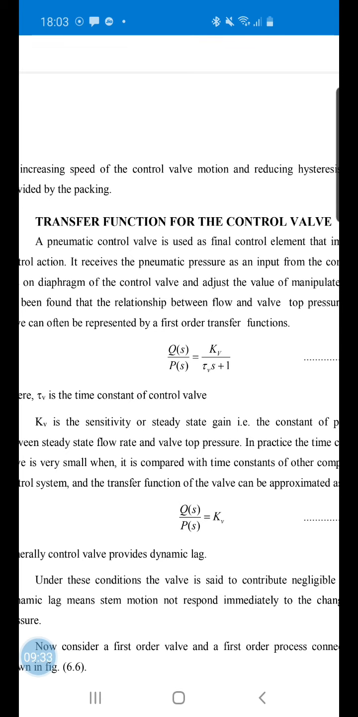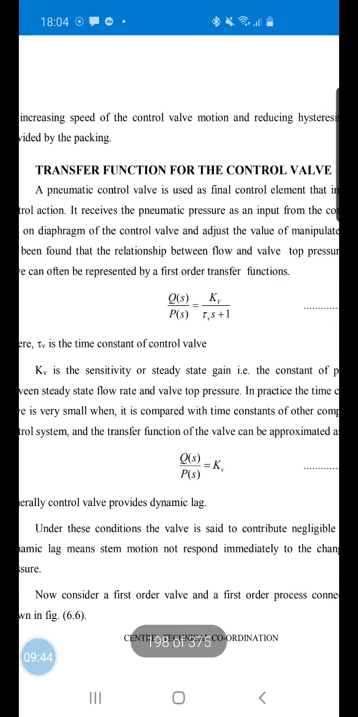So we are going to discuss how to find the transfer function for this pneumatic control valve. Generally, the pneumatic control valve is considered to be a first order system, and its transfer function is given by Q of S by P of S, flow upon pressure, is equal to Kv upon tau v S plus 1.